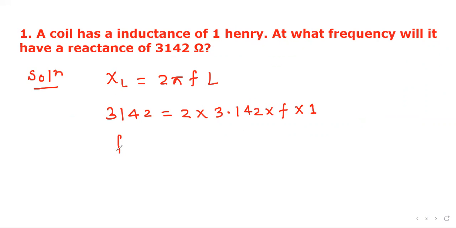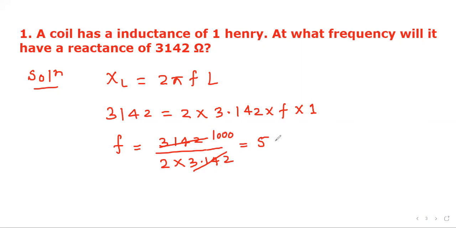So from here, F will be equal to 3142 divided by 2 into 3.142. So this will become 1000 times. So it will give 500 hertz.